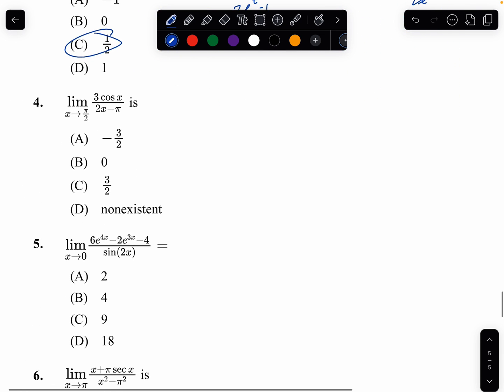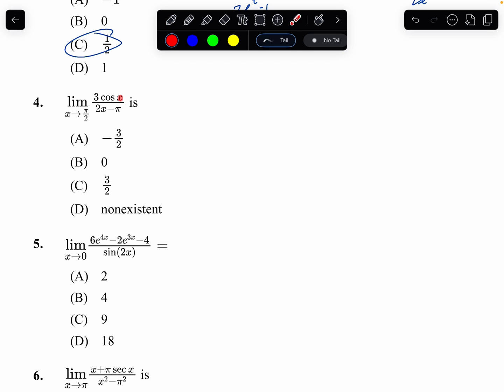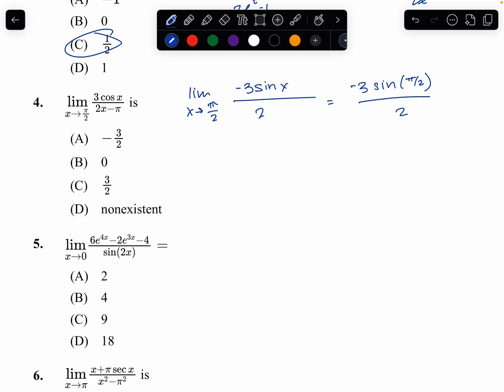For 4, cosine of pi over 2 is 0. Pi over 2 times by 2 is pi. Pi minus pi is 0. So we have the limit as x approaches pi over 2. The derivative of cosine is negative sine, so that's going to be negative 3 sine of x over 2. The derivative of 2x is 2, and derivative of pi is 0. So then we can plug in pi over 2, so we get negative 3 times by sine of pi over 2 over 2, and that's equal to negative 3 over 2.